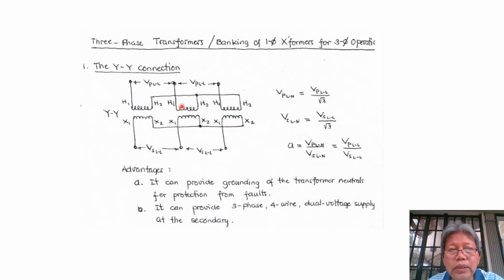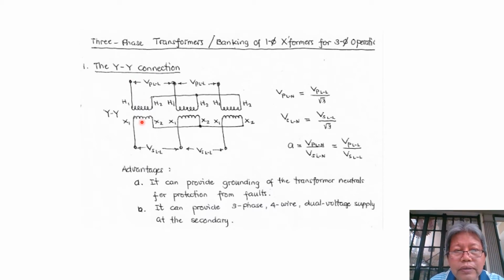So the first one is the YY connection. So we have three single-phase transformers. Okay, this is the first one. Okay, this is the second one and this is the third one, where each transformer is represented by two groups of windings, the primary and the secondary.